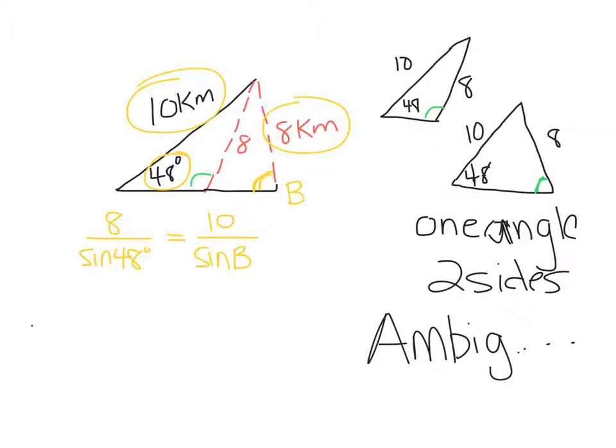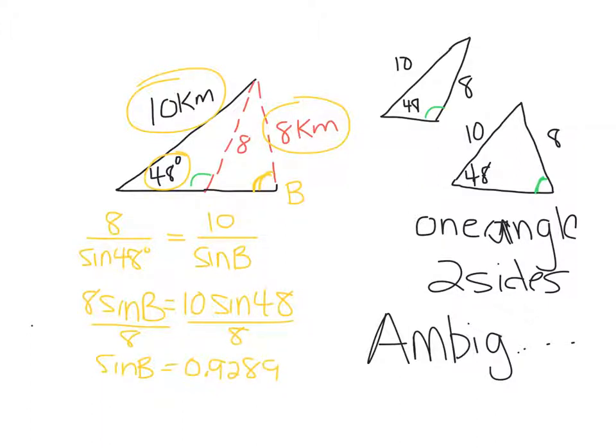So then we'll solve for sine B. However you want to solve for it, you could cross multiply here. If you cross multiply, you get 8 sine B equals 10 times sine 48. And we want to get rid of that 8 so we can get sine B alone, so I'm dividing both sides by 8. And I figure out that sine B is equal to 10 sine 48 divided by 8, which works out to about 0.9289. And then if I take the inverse of sine of that number, it gives me 68 degrees. Okay, so now I know this angle here is 68 degrees.